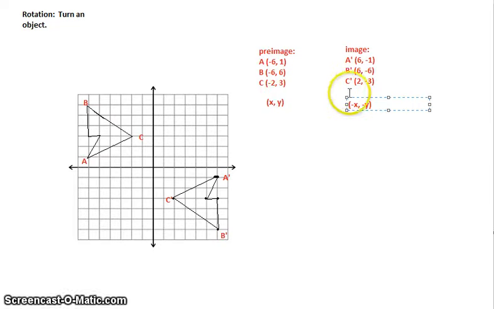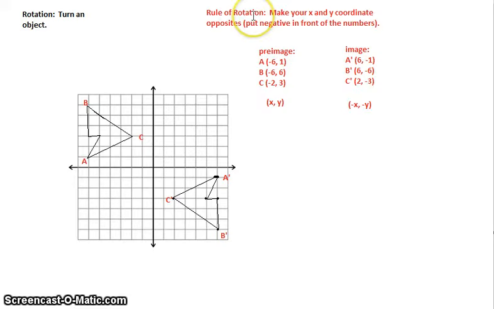So this right here is going to be the rule to figure out how to get from a pre-image to an image using a rotation. And so your rule of rotation will go like this. Make your x and your y coordinates opposites. In other words, put negatives in front of the numbers. And this is all for 180 degree rotation. And that's all that we're going to work with for right now. So in order to get 180 degree rotation, make your coordinates complete opposites, and that will give you that rotation.